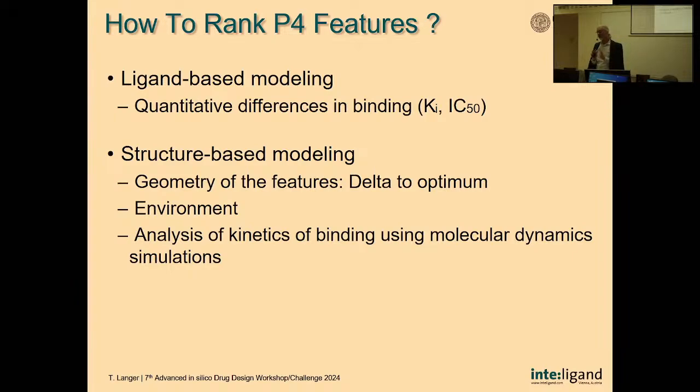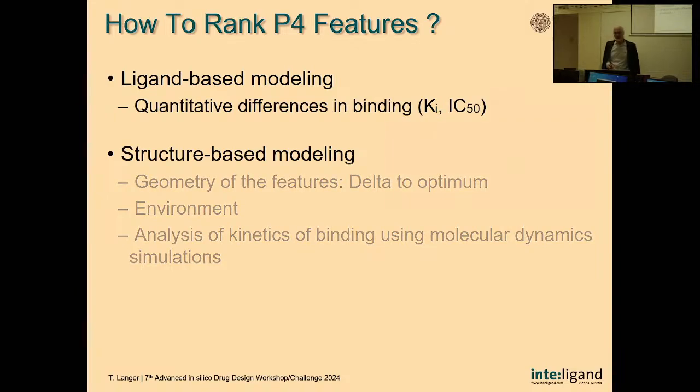So we don't do a discrimination of feature weights at the beginning, and we wanted to have a technique where we can also predict binding differences, like for instance predicting a Ki value or an IC50 value based on pharmacophore features. And so the idea was to look into the literature.